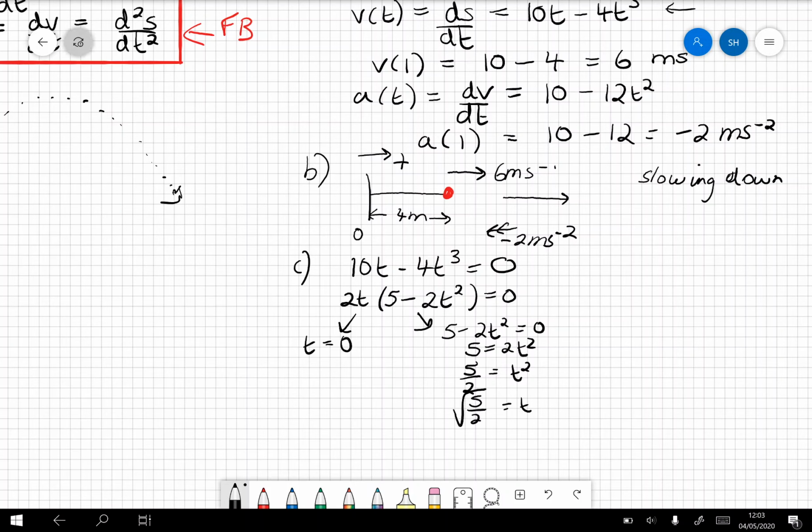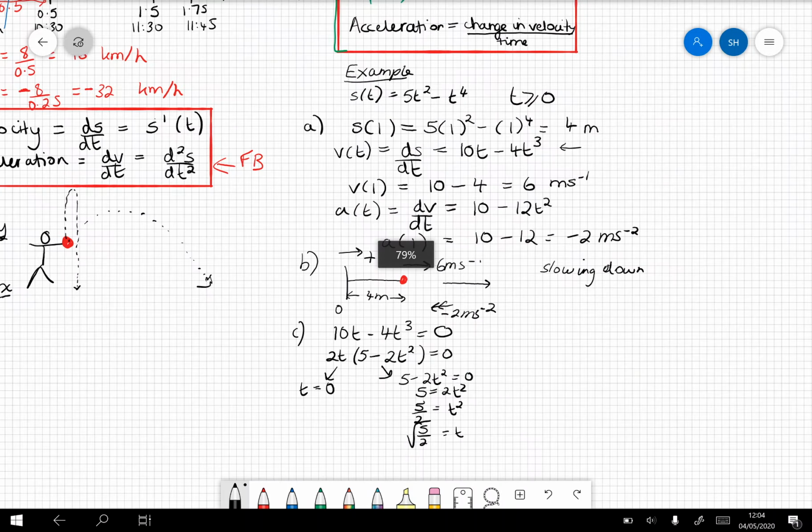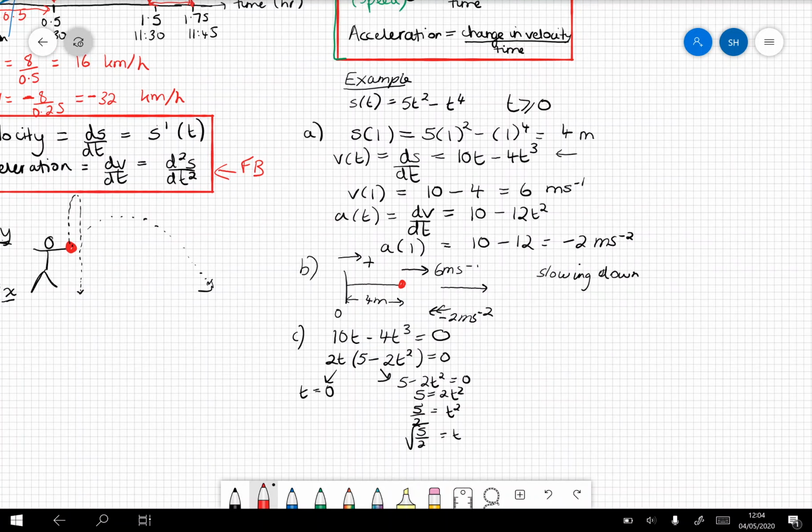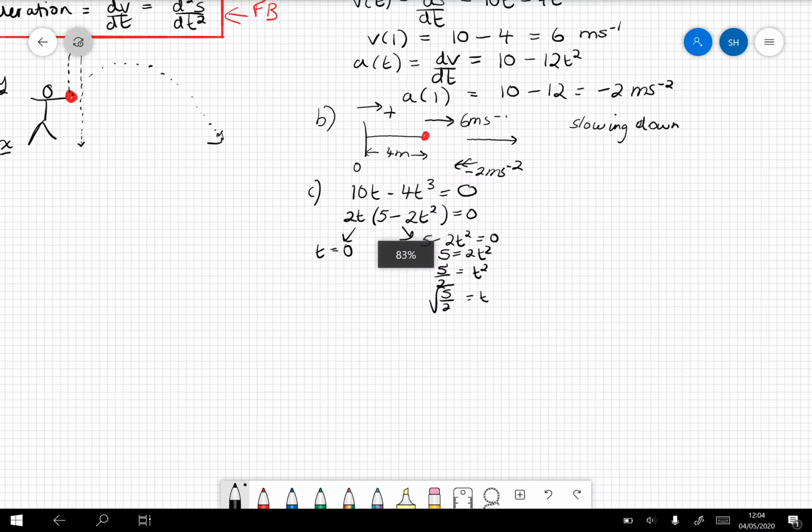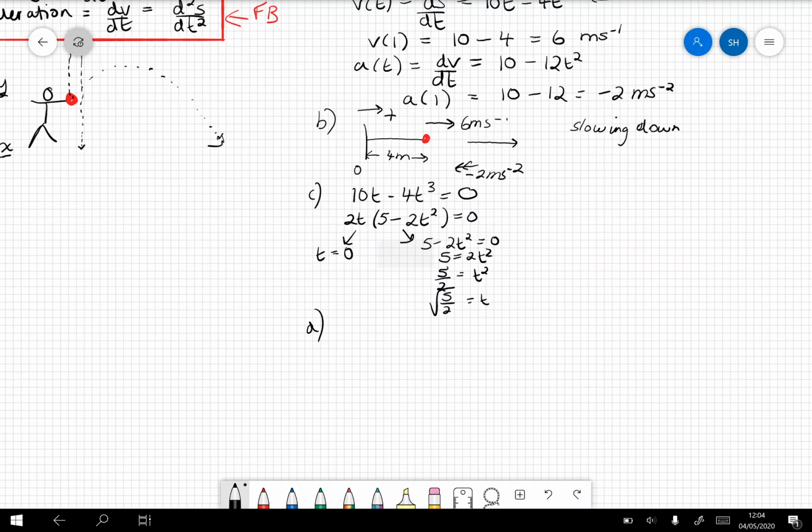And notice that I haven't put a plus minus here. And that's because we said right at the beginning the time was greater than 0. So we can't have negative time. So that's the 2 times when the particle is at rest.